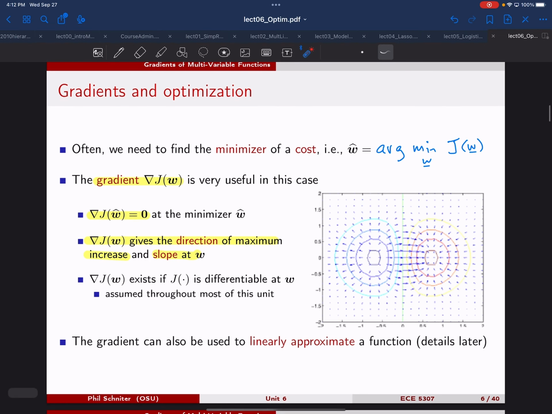Okay, so we learned about the gradient. The important thing about the gradient is that at the locations of these minimizers, the gradient goes to 0.